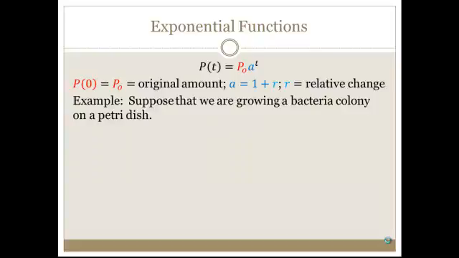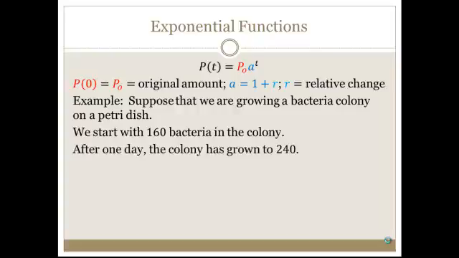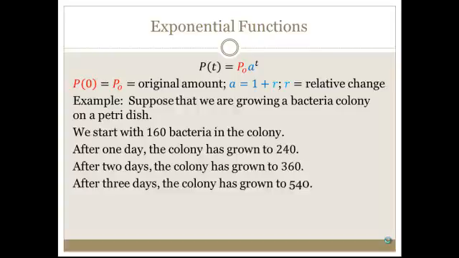Let's look at a biology example where we are growing a bacteria colony on a petri dish. Say we start with 160 bacteria in the colony. After 1 day, the colony has grown to 240 bacteria. After 2 days, the colony has grown to 360. And after 3 days, the colony has grown to 540. Let's find a model to describe the population.